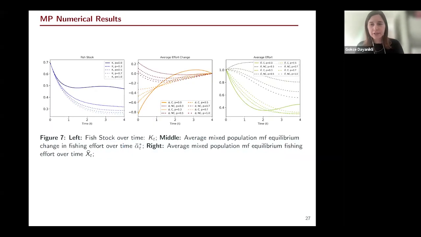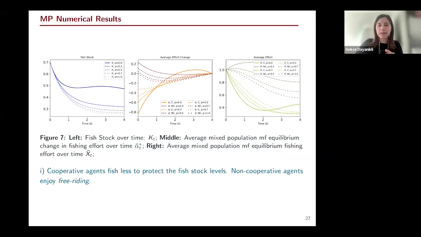So if we look at the results here, basically on the left, I have the fish stock, and on the right, I have the average efforts that we separated for the cooperative and non-cooperative agents. And here, P, as you realize, is the level of the cooperative agent, non-cooperative agents. So what we observe in these things is that when we have the more solid line, it is going to be P equals to 0, which means that everyone is cooperative.